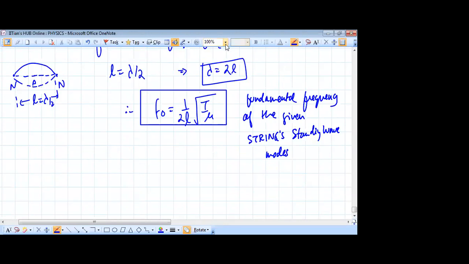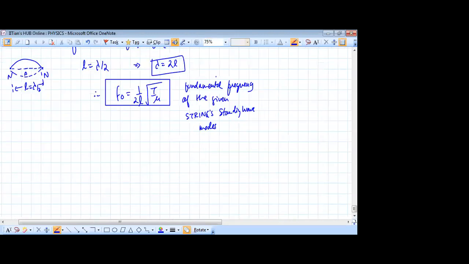Okay, now in a bit of time you'll understand why this is called the fundamental mode. But first, you can take a brief note of this part.